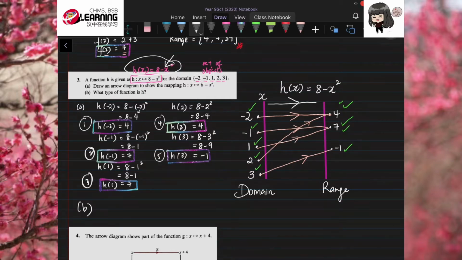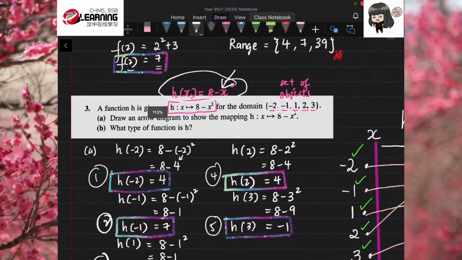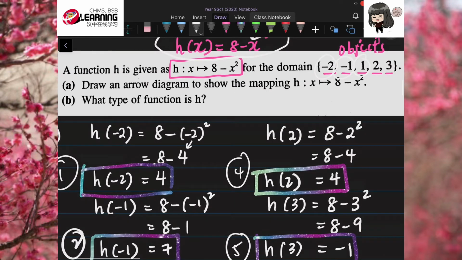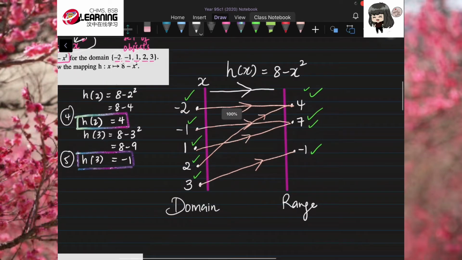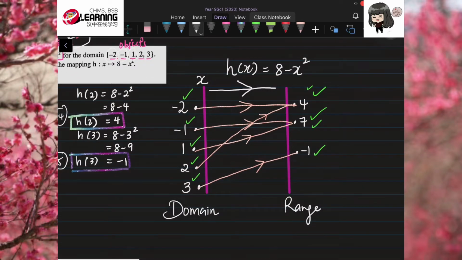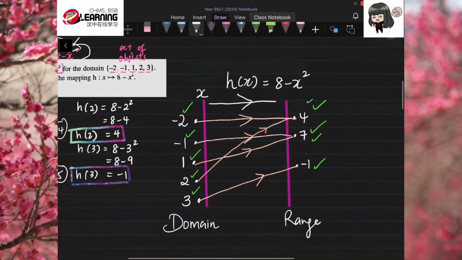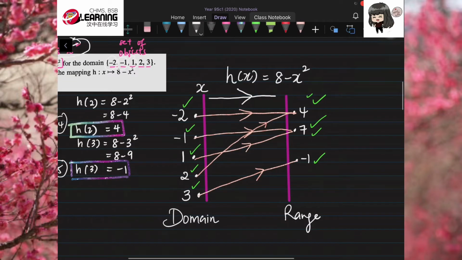Now part B. What type of function is h? The type of function is already mentioned, it is a function. So the relation we can cut down into, instead of 4 relations, we have 2. It's either 1 to 1 or many to 1. Let's look back at this arrow diagram again. We have 2 objects here, negative 2 and 2, that map onto the same image, the same output, which is 4.